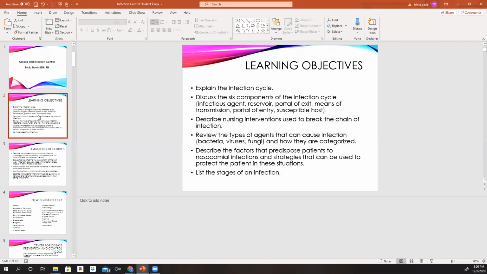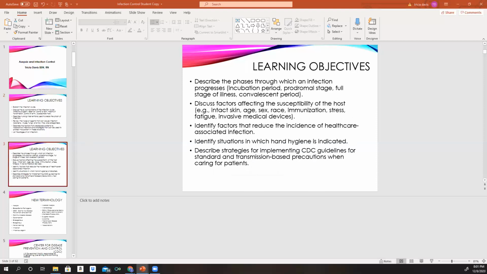We are also going to be able to describe the factors that predispose patients to nosocomial infections and strategies that can be used to protect the patient in these situations. And then we're going to be able to list the stages of infections. We are going to be able to describe the phases through which an infection progresses. You have your incubation period, your prodromal stage, your full stage of illness, and your convalescent period. We're going to be able to discuss factors affecting the susceptibility of the host. For example, intact skin, age, sex, race, immunization, stress, fatigue, and invasive medical devices.